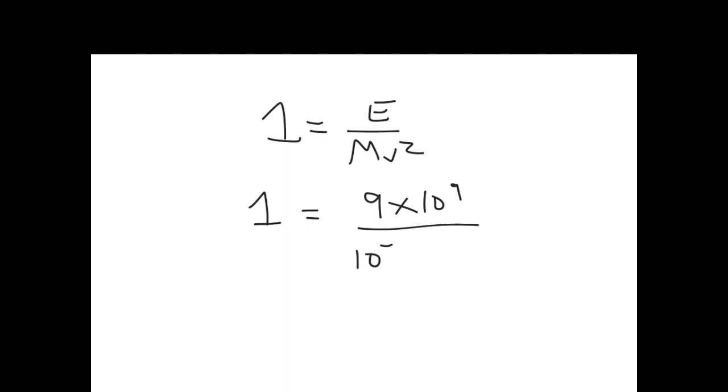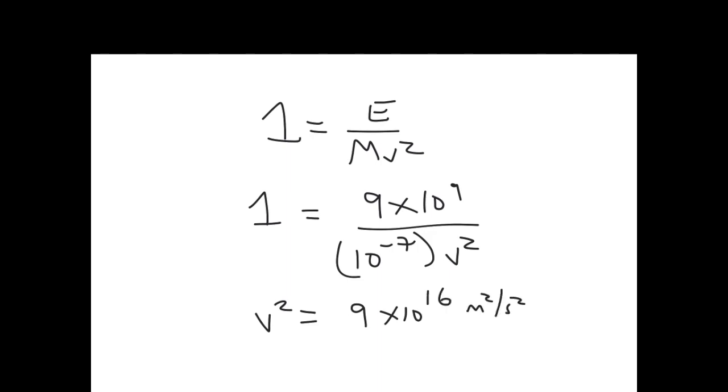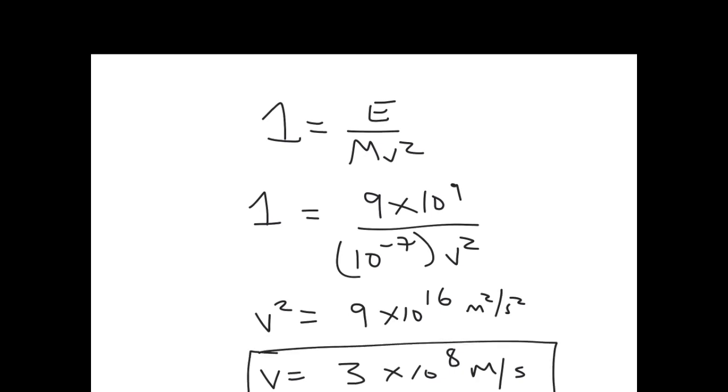Putting in the values for E and M yields the following. V squared is 9 times 10 to the 16 meters squared per second squared. Solving for v by taking the square root gives us a speed of 3 times 10 to the 8 meters per second. This is the speed of light. When you're traveling at the speed of light, electricity and magnetism are the same thing.